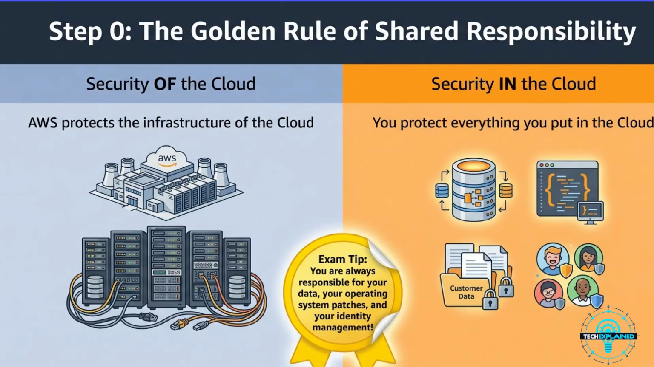Think of it like renting an apartment. AWS is responsible for securing the building itself, the physical infrastructure, the hardware, and the foundational services. But you, the customer, are responsible for what's inside your apartment. That means securing your data, managing your user access, configuring your applications, and protecting your operating systems. This division of responsibility is crucial to understand because it defines where your security efforts need to focus.